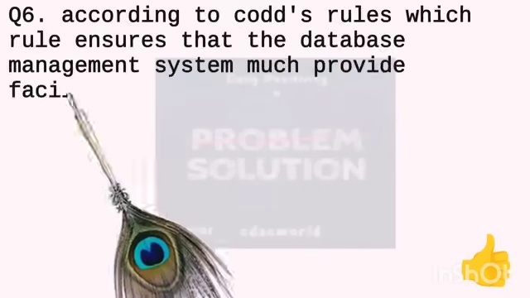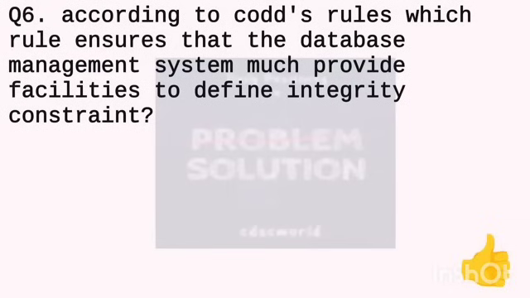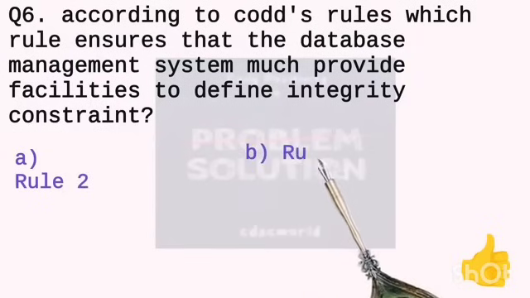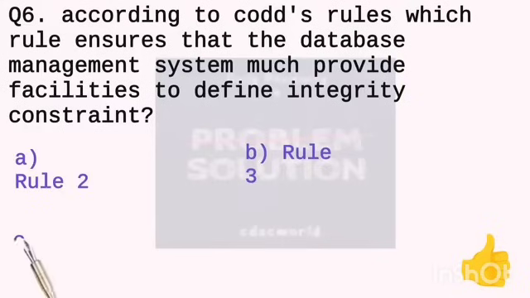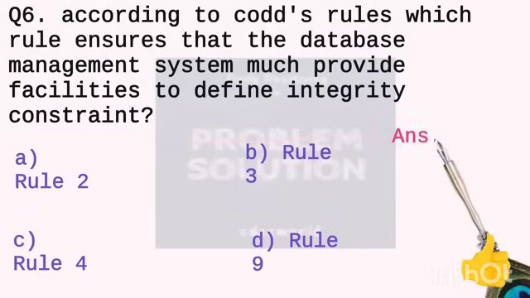Query number 6. According to Codd's rules, which rule ensures that the database management system must provide facility to define integrity constraints? Option A, Rule 2. Option B, Rule 3. Option C, Rule 4. And option D, Rule 9. And the answer is C, Rule 4.